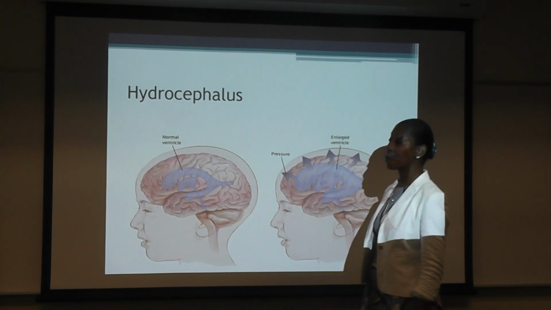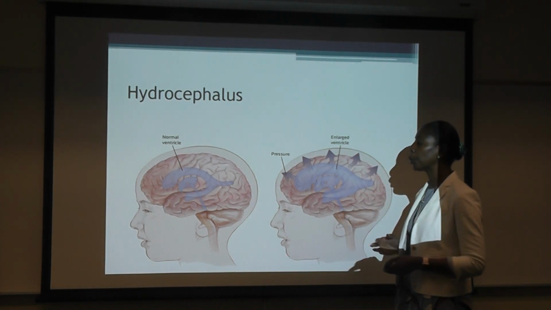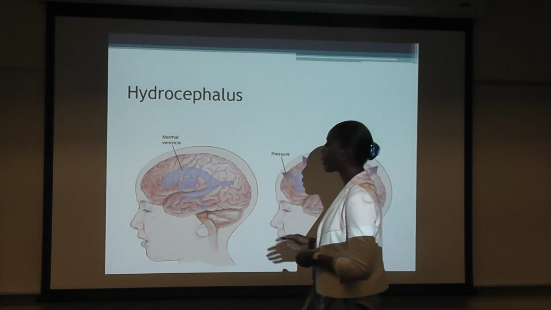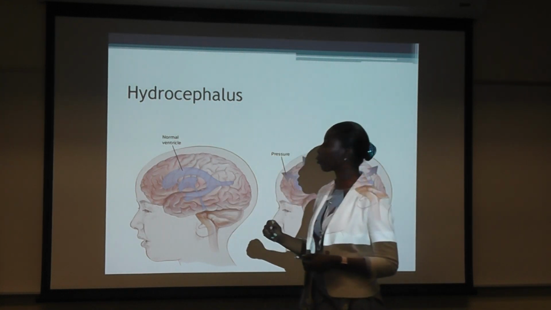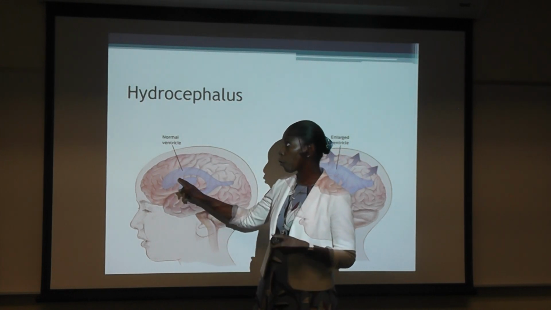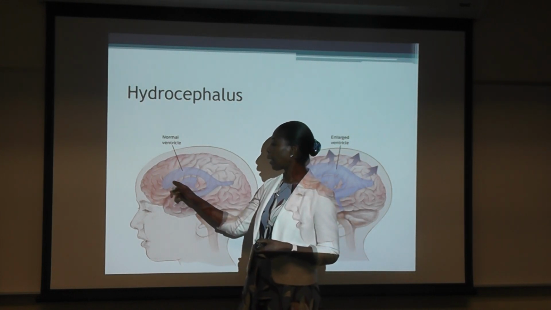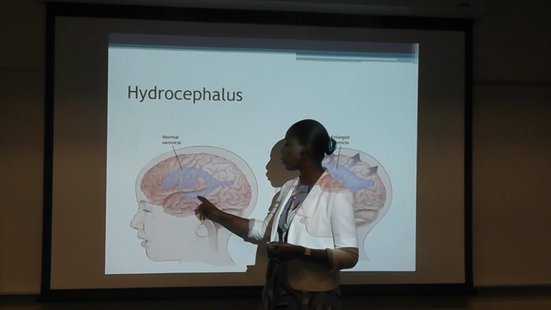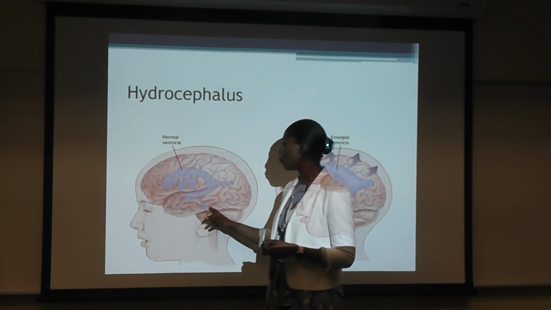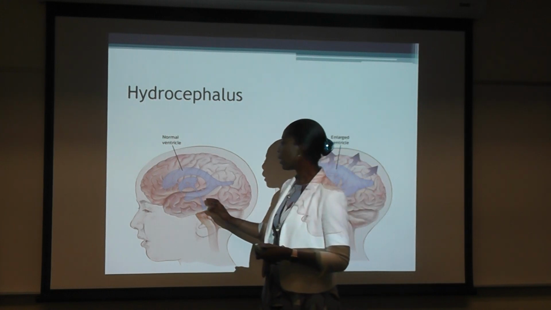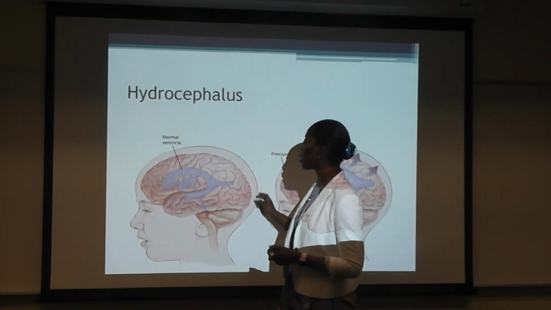Hydrocephalus. Remember, when we did neuroanatomy, we talked about the ventricular system. We have 2 lateral ventricles, one on the right, one on the left, and the foramen of Monro that connects the lateral ventricles to the 3rd ventricle. Then the aqueduct of Sylvius connects the 3rd ventricle to the 4th ventricle, and then the foramen of Luschka and foramen of Magendie take CSF out around the brain and the spinal cord.